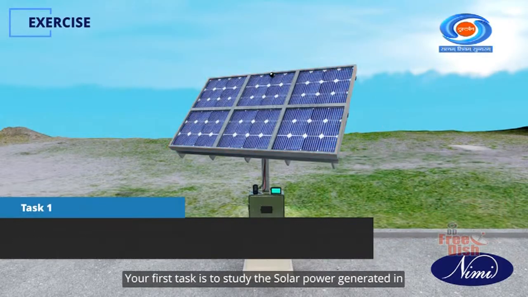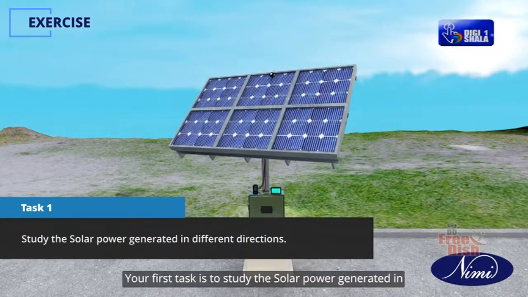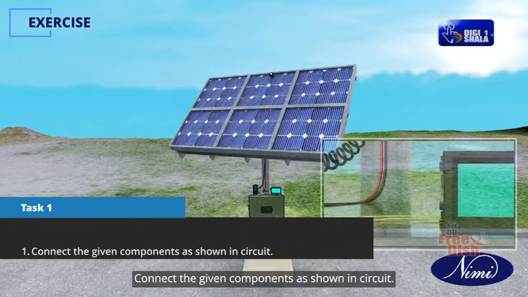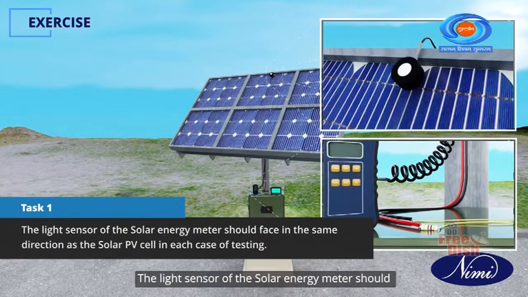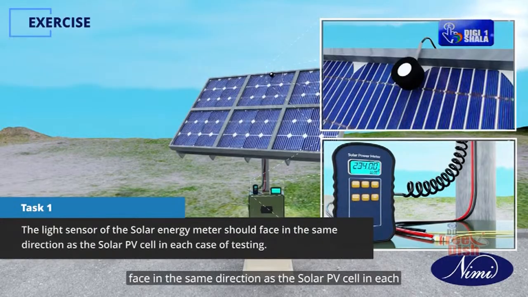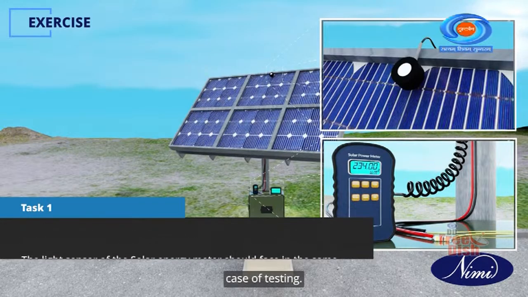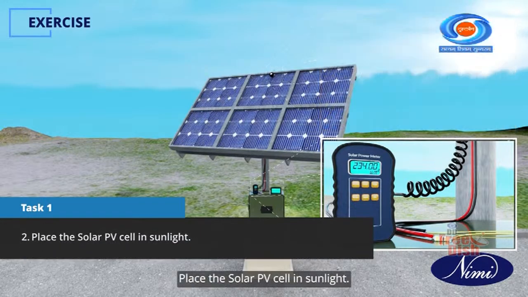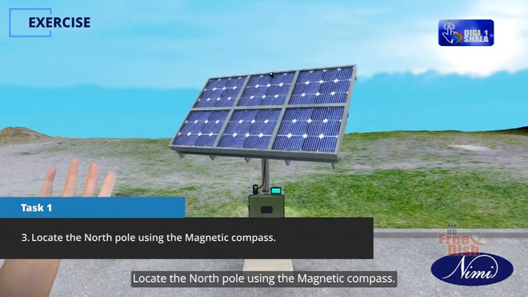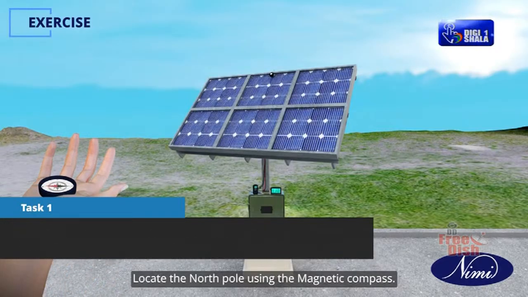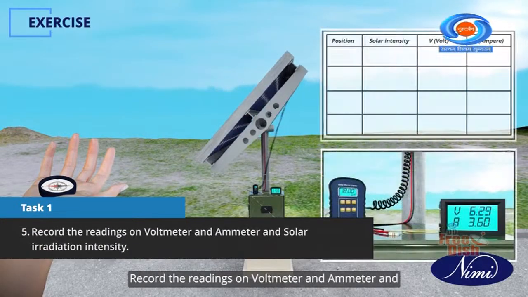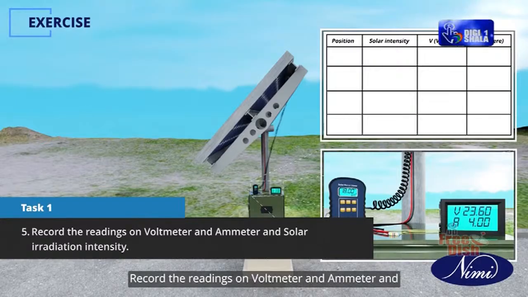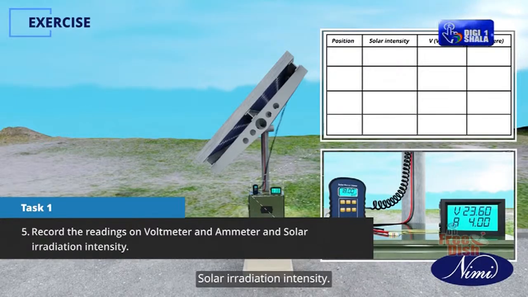Your first task is to study the solar power generated in different directions. Connect the given components as shown in the circuit. The light sensor of the solar energy meter should face in the same direction as the solar PV cell in each case of testing. Place the solar PV cell in sunlight. Locate the north pole using the magnetic compass. Keep the solar PV cell facing the north pole. Record the readings on the voltmeter and ammeter and the solar irradiation intensity.